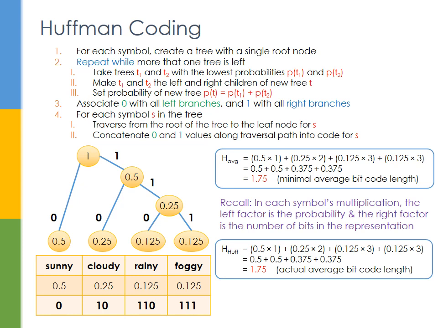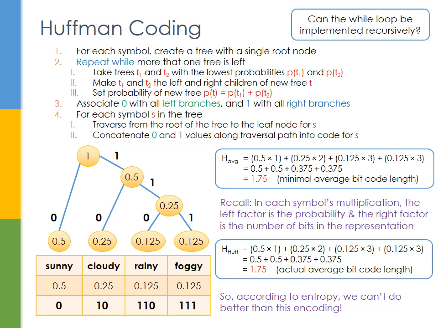And what we notice is that this value is the same as the minimal average bit code length that we computed for the optimal case. So what this implies is that according to entropy, we've in fact achieved an optimal encoding, and we actually can't do better than the encoding that we've generated here.